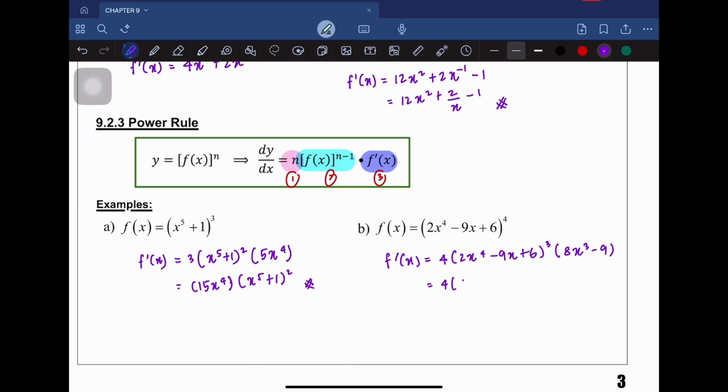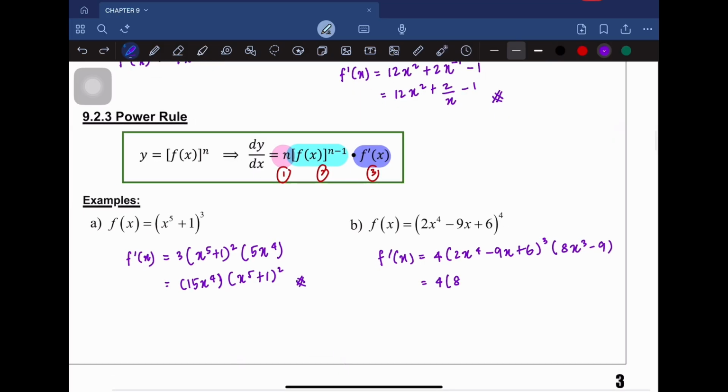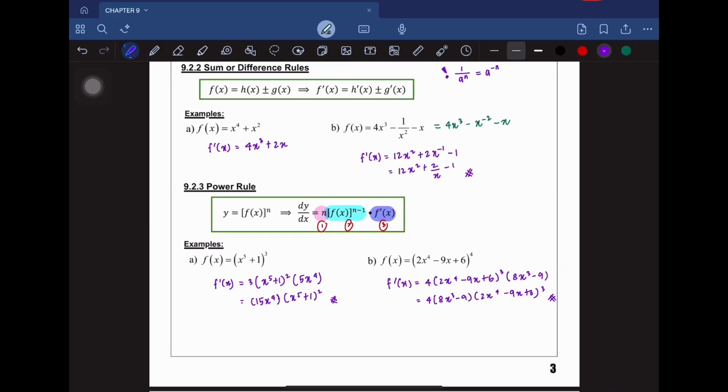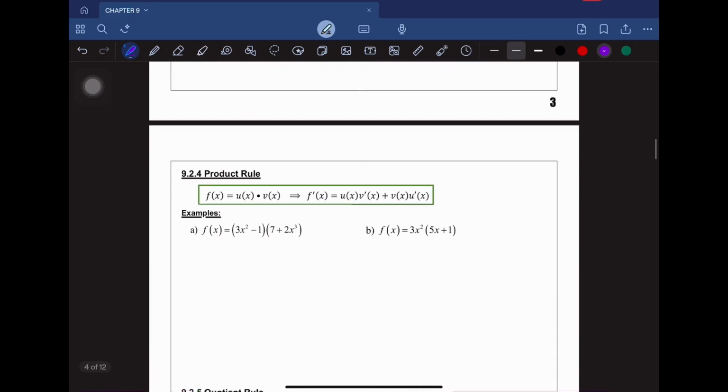Okay, so I'll write it again like this. Sorry. Okay, supaya tersusun sikit. 3. Okay, that's it, your final answer. Okay, settle for power rule.